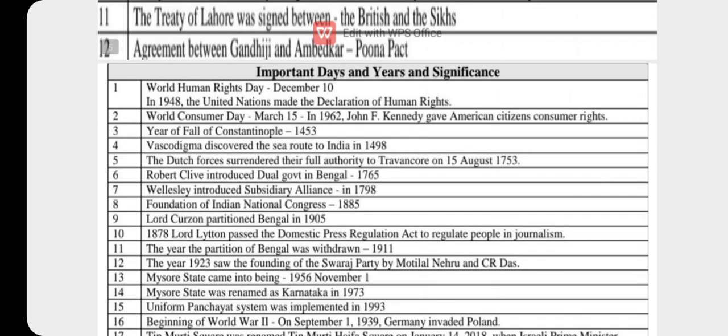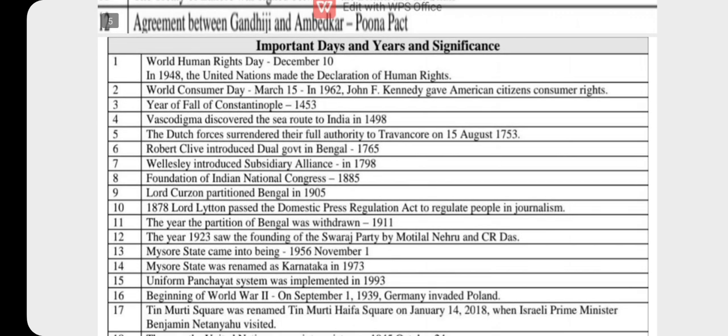Important days, years and significances. World Human Rights Day is celebrated every year on December 10th. In 1948, the UNO declared it. Every year it is celebrated as World Human Rights Day. The United Nations made the Declaration of Human Rights.